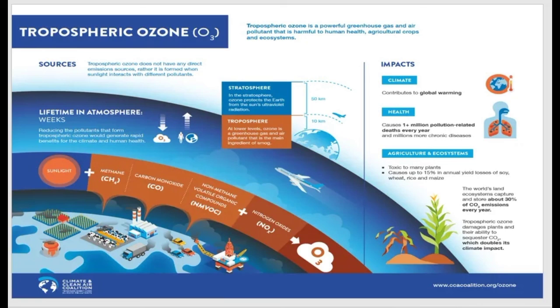The impact of tropospheric ozone on agriculture and ecosystems: it is toxic to many plants and causes up to 15% annual yield losses of soy, wheat, rice, and maize. The world's land ecosystems capture and store about 30% of carbon emissions every year. Tropospheric ozone damages plants and their ability to sequester carbon dioxide, which doubles its climate impact.